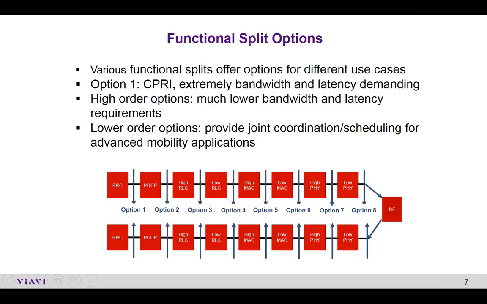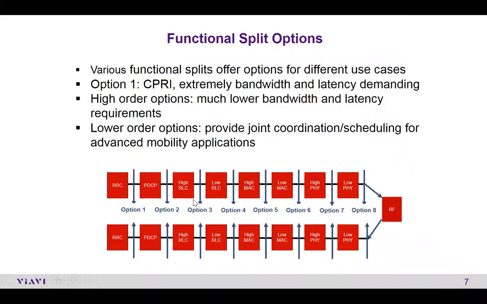At a very high level, we are talking about at least having 1 lower layer split option and 1 higher layer split option. Why do we need at least 2? Because if we pick a lower layer split option, let's say option 7, then we can still get some level of coordination, joint scheduling that are so important for our advanced mobility applications. For example, coordinated multi-point. Reduce bandwidth, but still get some kind of coordination between sites.